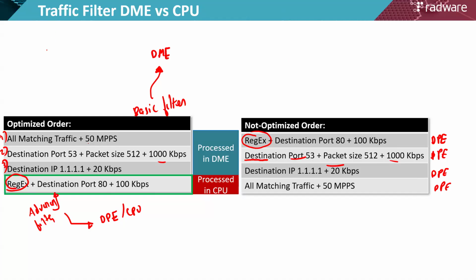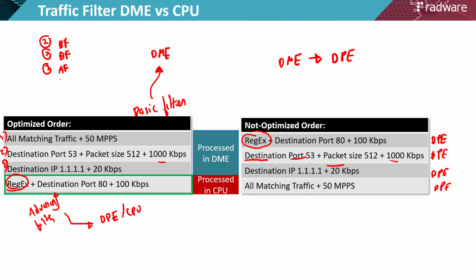So the correct optimization order should be, initially it should be processed in DME, the DOS mitigation engine, and then it should go to DPE. This is the correct processing order, and it is faster, because the DOS mitigation engine can handle the basic filters very fast compared to DPE. You should have all the basic filter criteria first as per the rules, and then you can have advanced filter.